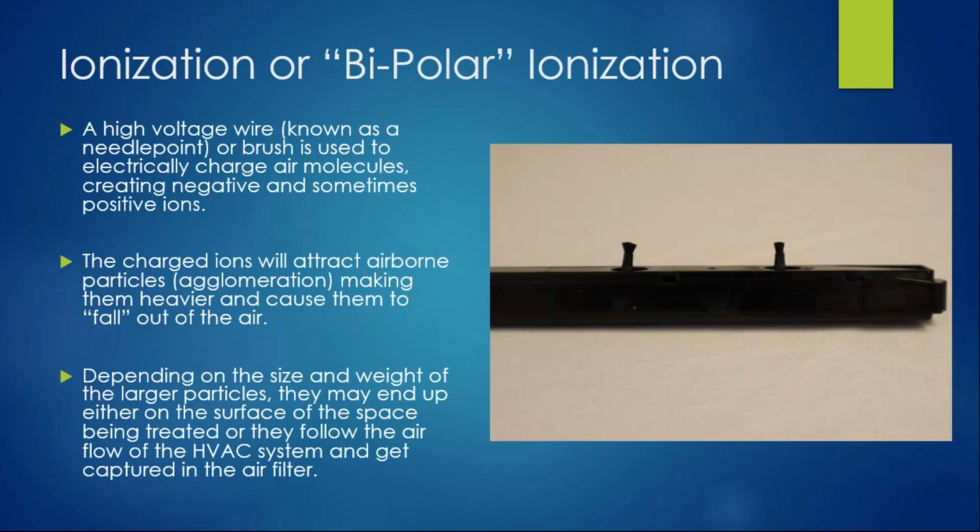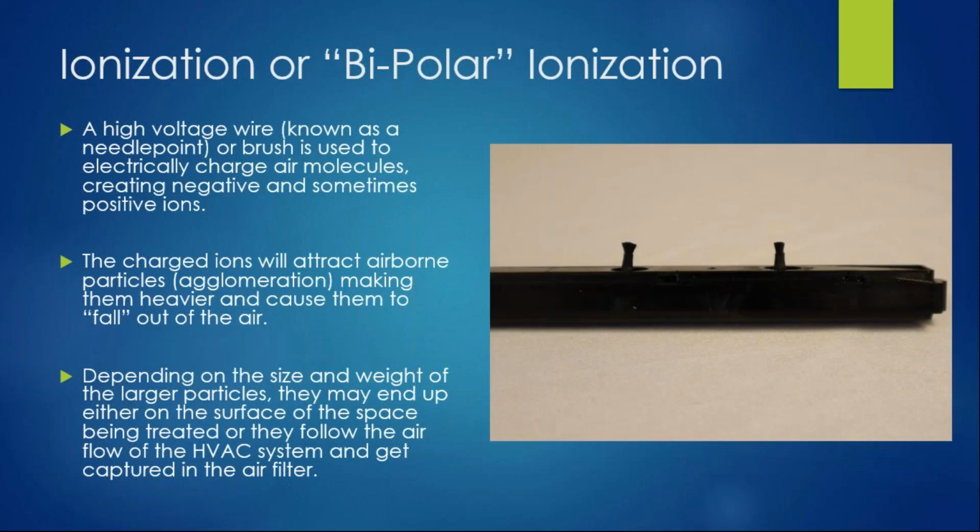We're going to move on to bipolar ionization. Again, this technology has been around for a long time. Think of it in terms of a wire or a needle point, a brush used to charge air molecules around it. They create negative and sometimes positive ions. The charged ions attract particles. This is called agglomeration. When those particles in the air start sticking together, they get heavier and they have to come out of the air. So they fall out of the air.